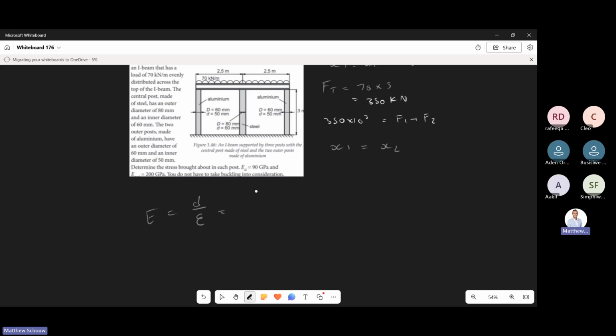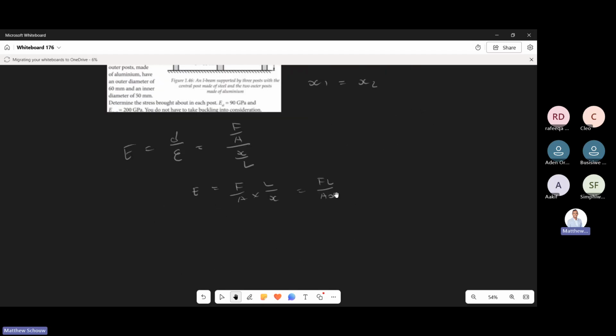This is equal to force over area divided by X over L. You guys know flipping terms? For F over A, you have to flip the bottom and top like this. Are you guys familiar with this? Flipping terms, when you want to do that, that will be FL over AX, and that will equal E. Are you guys familiar with that math? The flipping terms, you should be familiar. Okay, perfect. So then what we're going to do, we're going to put this in terms of X.